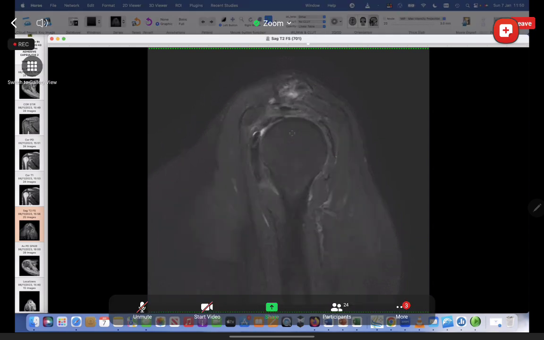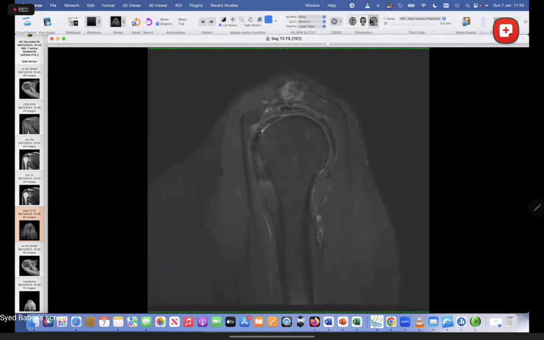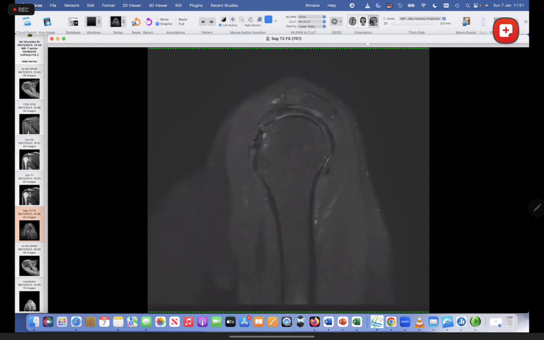So keep looking at this tendon. It's coming out here. Keep looking. It's coming out. It's coming out. This is the rotator cuff interval because this is the supraspinatus. That's the subscapularis. In between sits the longer biceps. It's still coming out.